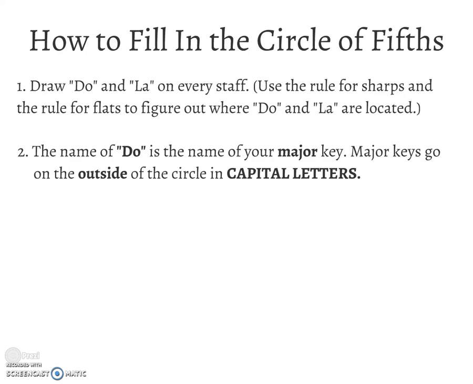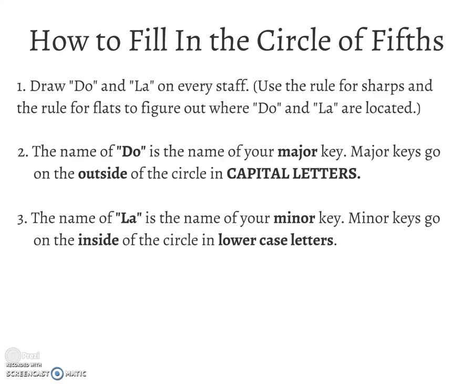Then you're going to go back. For every little pie piece, you're going to name the note that you drew as do. That's your major key. It's going to go on the outside of the circle, and it's going to go in capital letters. The name of la is your minor key, and that's going to go on the inside of the circle, and it's going to be in lowercase letters.